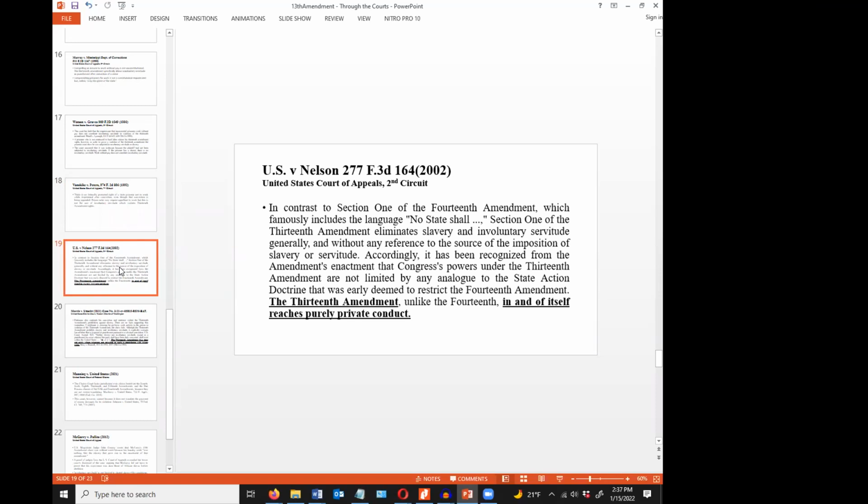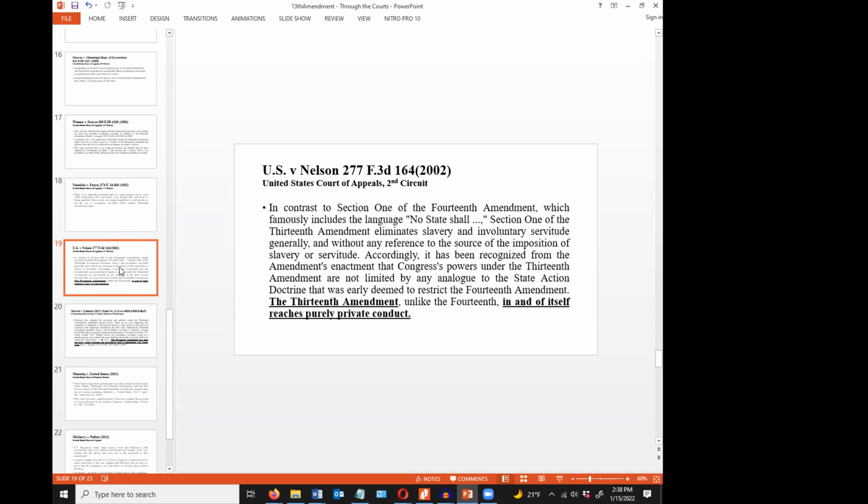Then it says Section 1 of the 13th Amendment eliminates slavery and involuntary servitude generally, and without any reference to the source of the imposition of slavery and servitude. Accordingly, it has been recognized from the amendment's enactment that Congress's powers under the 13th Amendment are not limited by any analog to the state action doctrine that was early deemed to restrict the 14th Amendment. The 13th Amendment, unlike the 14th, in and of itself reaches purely private conduct.